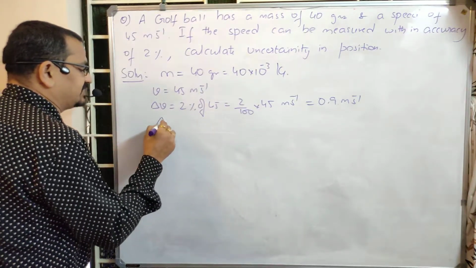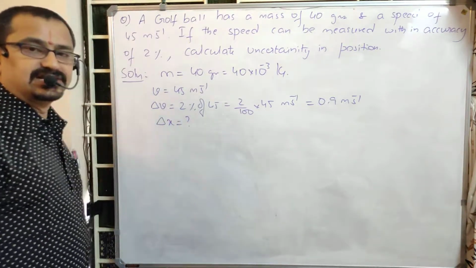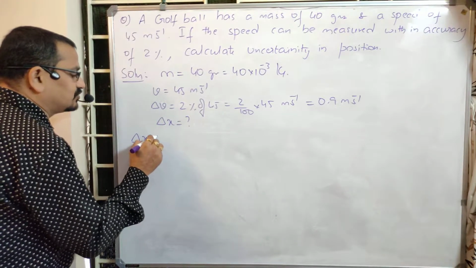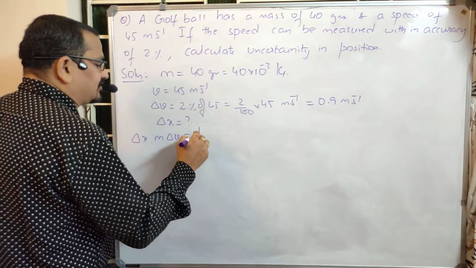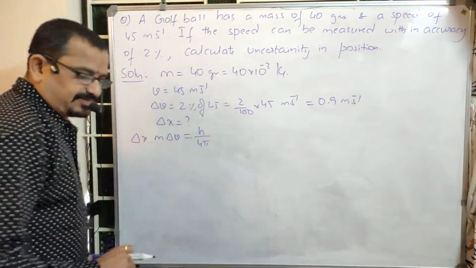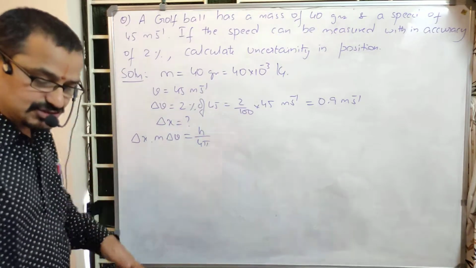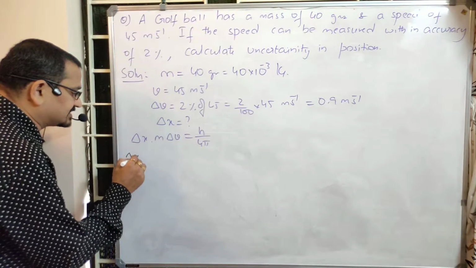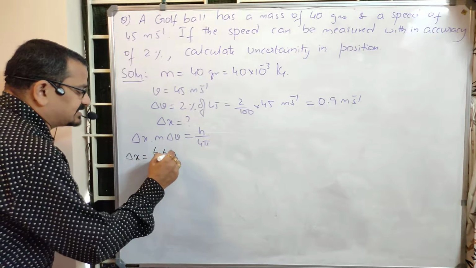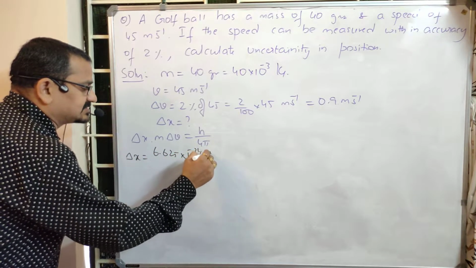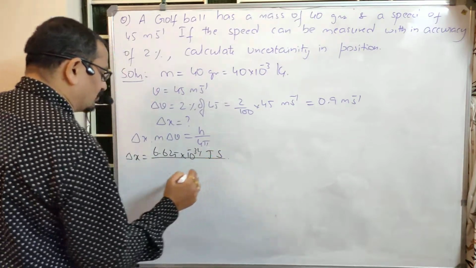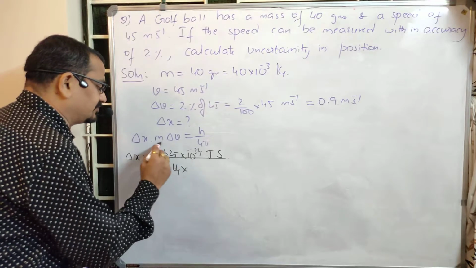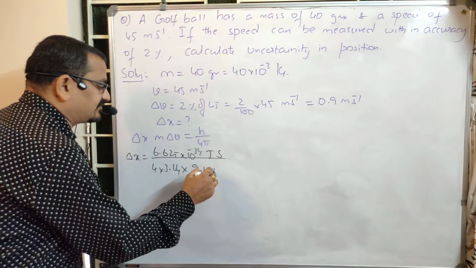So, what do we have to find? We need to find delta x. Right? Now, what's the relation? We have delta x into m delta v is equal to h by 4 pi. Now, substitute. We need to find delta x, that equals 6.625 into 10 power minus 34 joule second over 4 into 3.14 into mass of electron is 9.1 into 10.